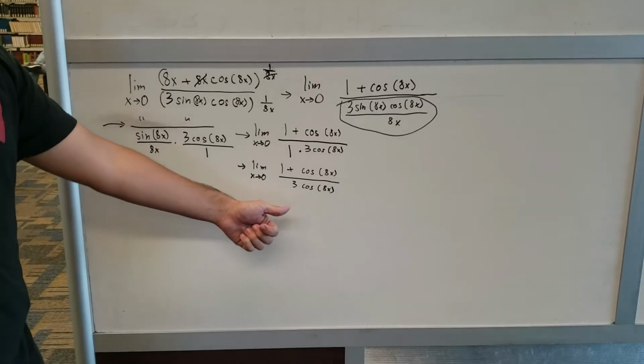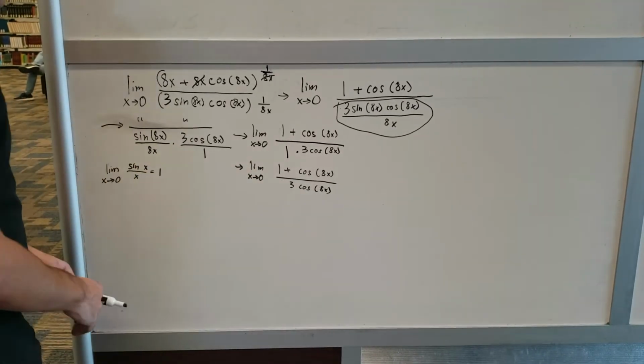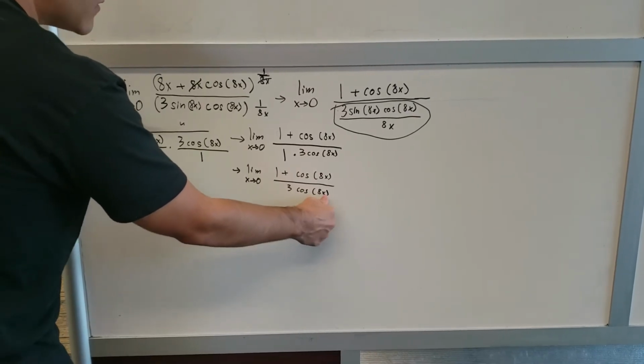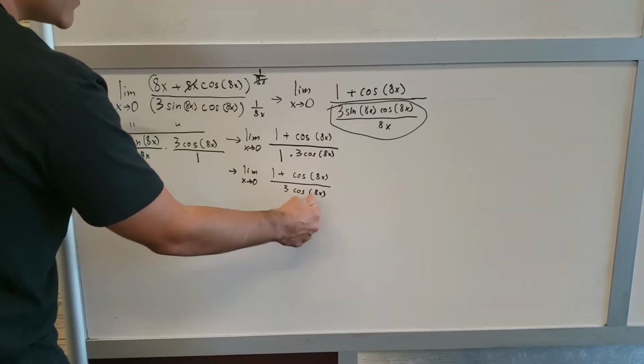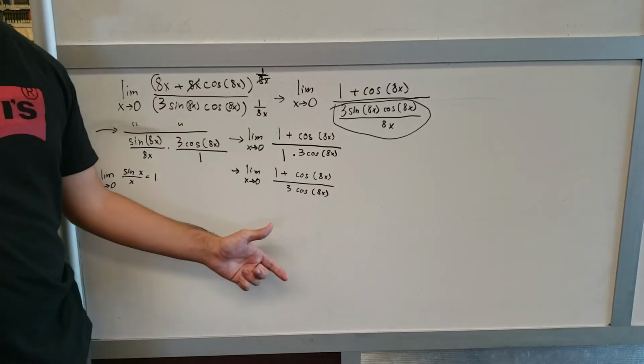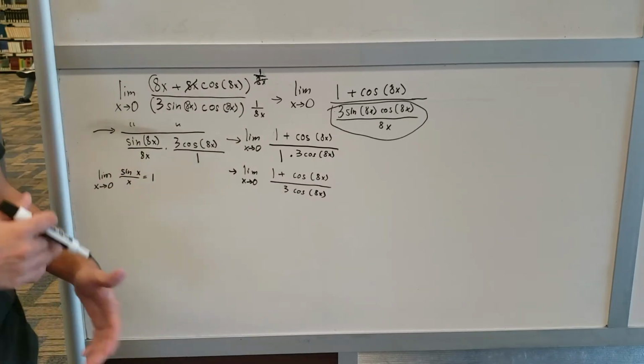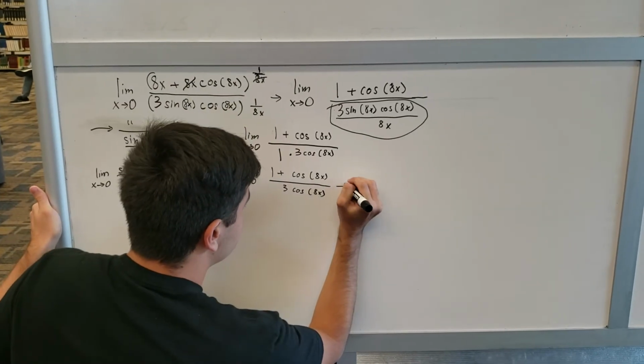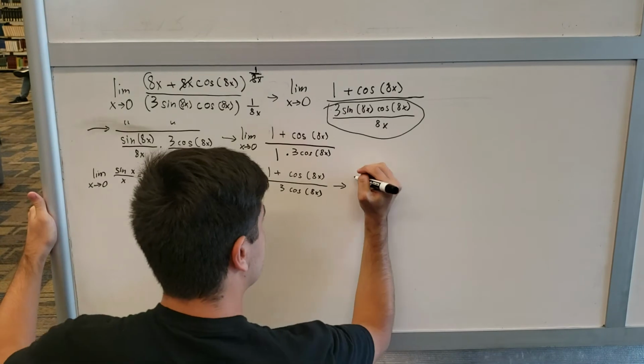Now can we plug in 0 into this? Yes, we can, because 8 times 0 is just 0. The cosine of 0 is 1. 1 times 3 is 3. So we end up not having 0 in the denominator, and that's a good thing. So now we can evaluate the limit. We don't have to write limit anymore. We use direct substitution at this point.